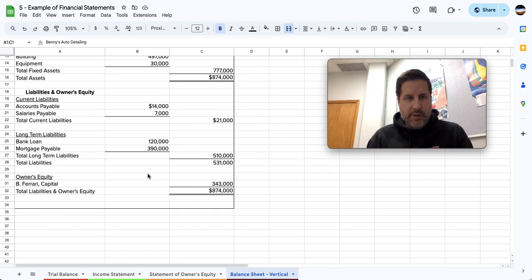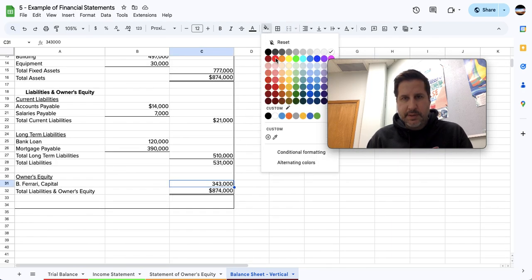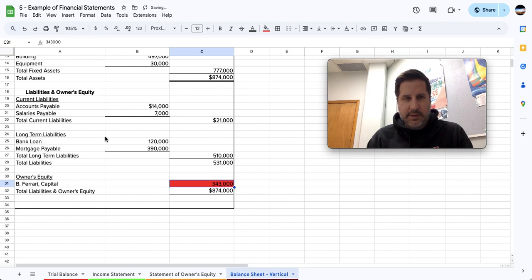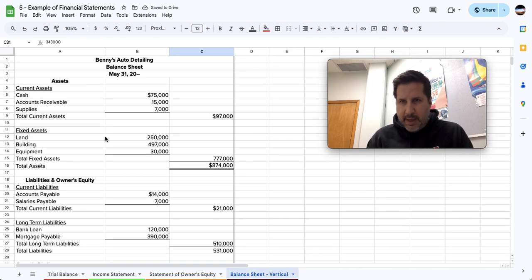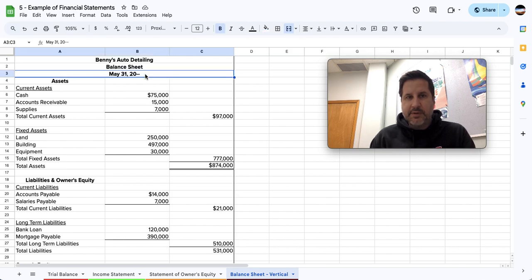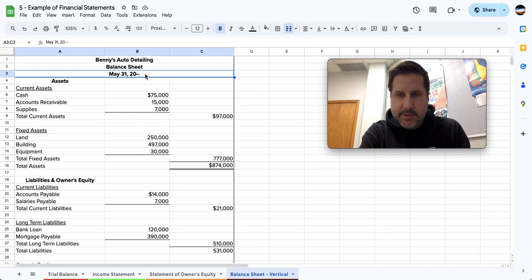So when I go to the bottom of my balance sheet, you will notice that that 343 has shown up. So let's walk you through the balance sheet. Unlike the Statement of Owner's Equity and the income statement, the date is a very specific date on the balance sheet. So this is what we own, what we owe, and our stakes in the assets in the business.